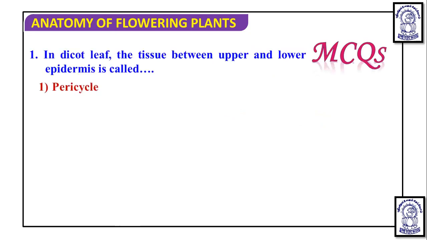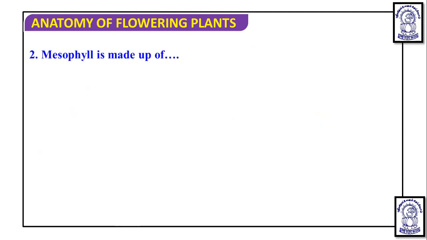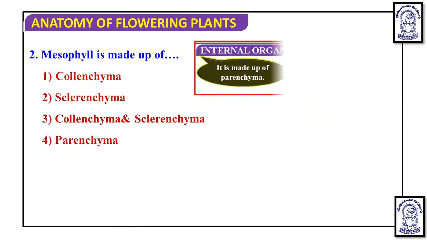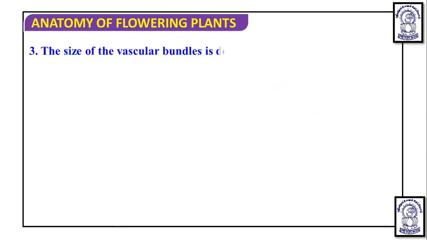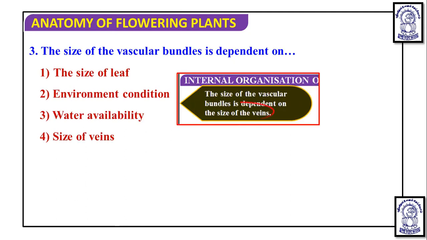Now let's discuss some of the questions. In the dicot leaf, the tissue between the upper and lower epidermis is called, obviously, the ground tissue, which is nothing but mesophyll cells. So the fourth option is going to be the correct answer. Mesophyll is made up of parenchymatous cells. Now, the size of the vascular bundle is dependent on the size of the veins. In reticulate venation or the dicot leaf it is variable, and in the case of the monocot or isobilateral leaf it is nearly similar.